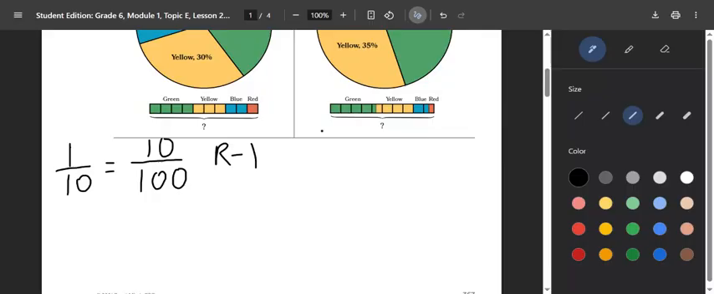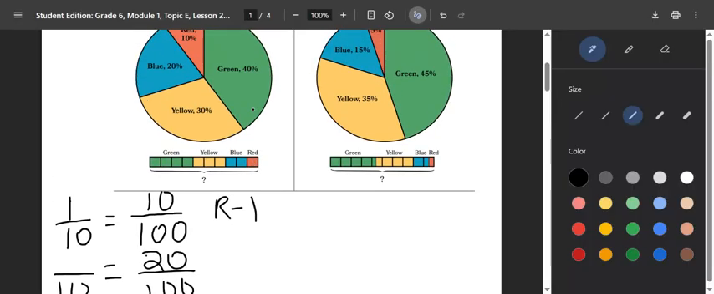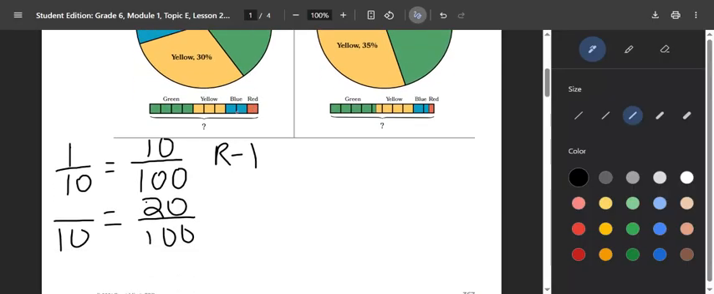Blue is 20%. So 20 out of 100 is how many out of 10? Well, if the one unit has a unit value of 1, then 2 units will have a unit value of 2. And 2 out of 10 definitely does equal 20% because 2 out of 10 is equal to 20 out of 100. So for the blue, she can have 2 balloons.